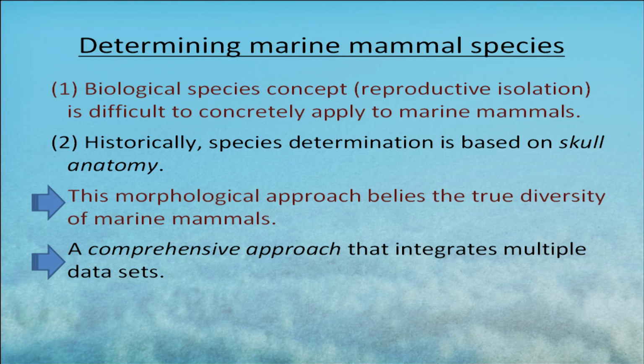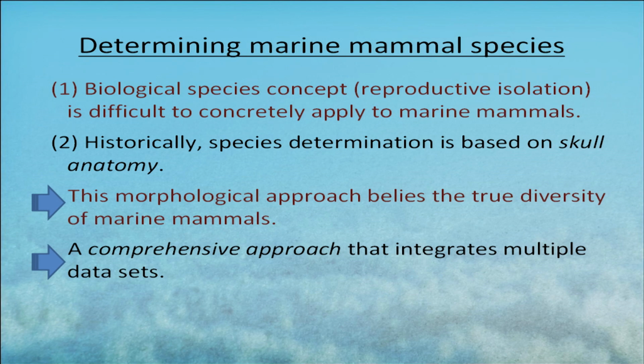So historically, the morphological species approach has been applied, where people have used skull anatomy from a type specimen and then compared the skull. But unfortunately, this probably actually belies or undershoots the true diversity of marine mammal species.